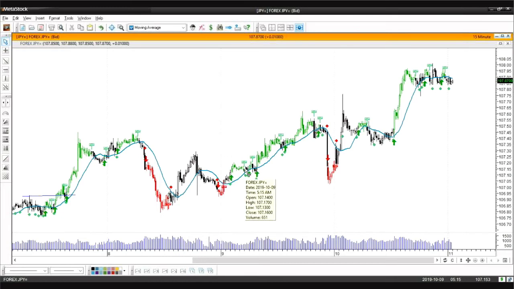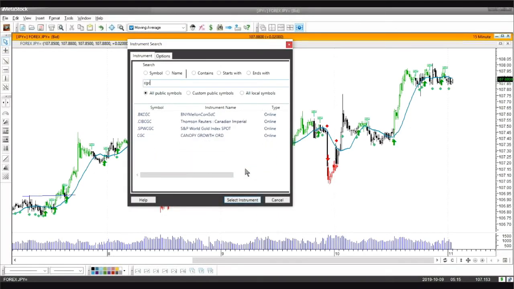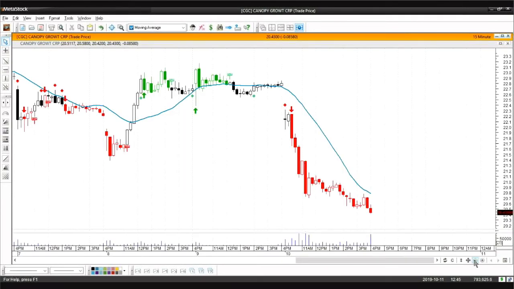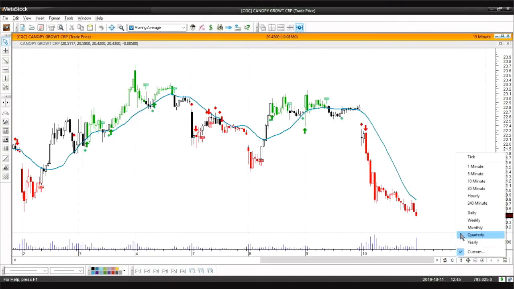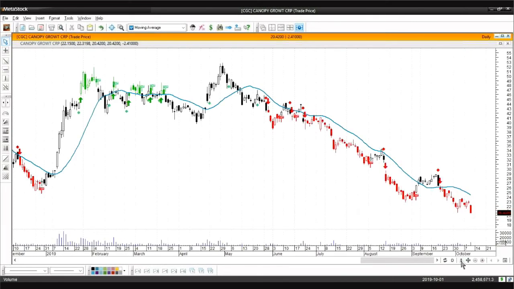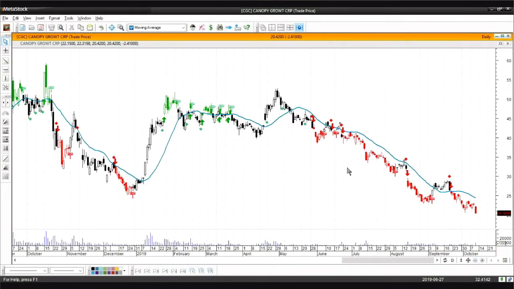Cannabis stocks have been popular, right, for a little while. First to the upside, then to the downside. Let's look at a few of those. CGC, Canopy Growth, is one of the more popular ones. This is the 15-minute time frame. Let's go to the daily. There it is. Some real nice moves to the downside there. Captures the bulk of it, right?